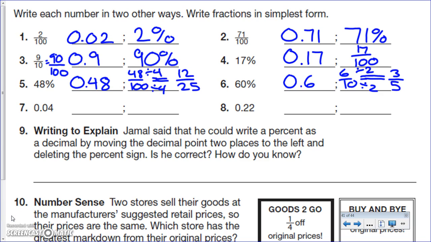For number 7, we have 4/100. So the first thing we're going to do is write that as 4%, because we know percent means per 100. So we just move that decimal 2 places to the right. It ends up after the 4. Because turning a decimal into a percent is like multiplying by 100, which lets you move the decimal 2 places to the right. For the fraction, we're going to write it as 4/100, and then we're going to simplify. We know 4 and 100 can both be divided by 4, which will get us 1/25.